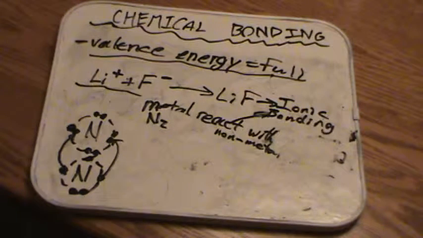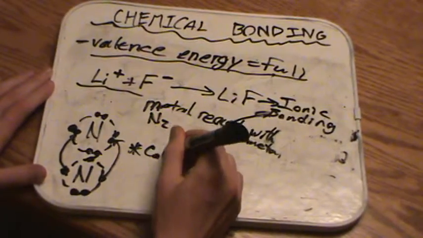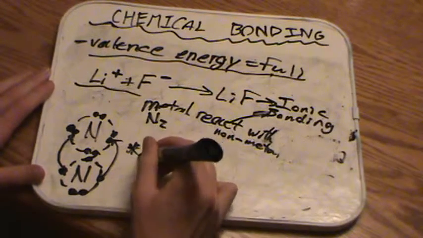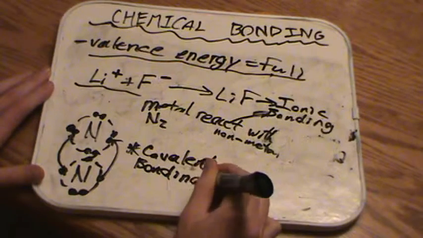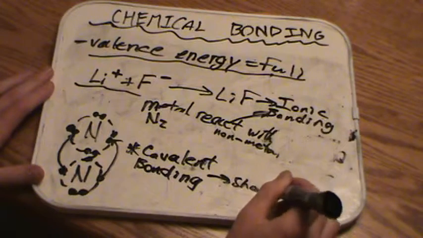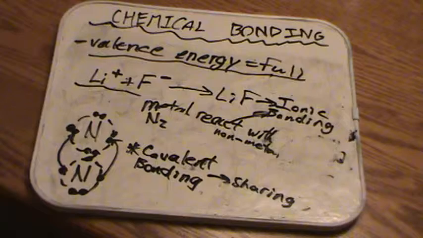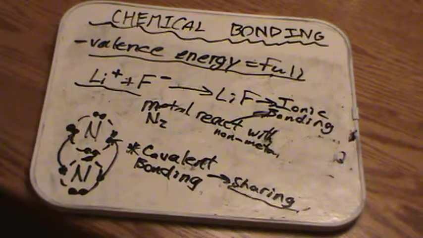And so this is the major difference between ionic bonding and what we call covalent bonding. Covalent bonding is the sharing of electrons. No ions are created. There's no loss of an electron by either nitrogen. It is simply the sharing of electrons. They are helping each other out, as I would like to say.